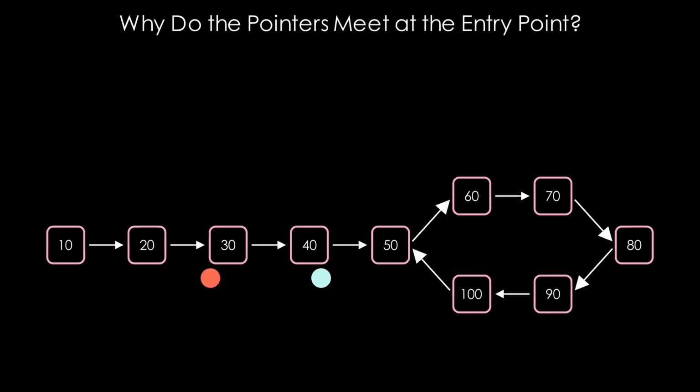Let's replay the first race from the head until the two pointers meet again. We call the distance from the head to the entry point of the cycle A. We call the distance from the entry point to the meeting point B. And we call the remaining distance back around the cycle to the entry point C. The length of the whole cycle, L, is just B plus C.